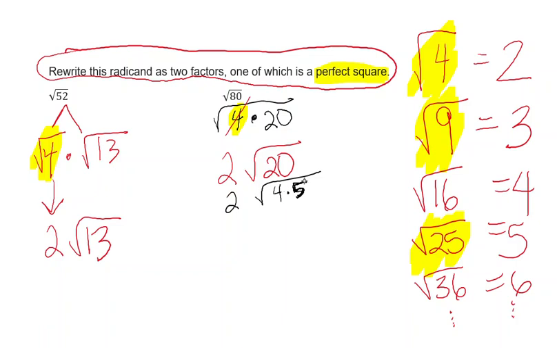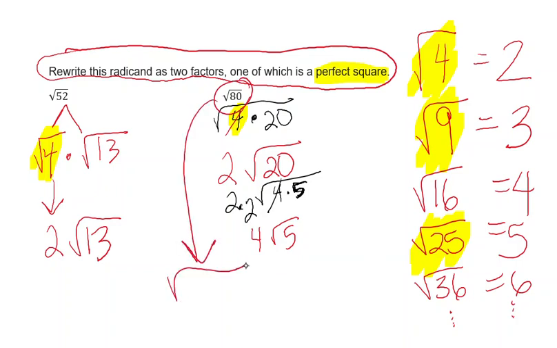So again, I've rewritten 20 as a product of 4 and 5. The square root of 4 is 2. So that 2 is going to come out and be multiplied with the other 2. So I'm left with 4 square root 5. Now, I could have gotten this from the original problem by taking the square root of 80 and knowing that 80 was divisible by a bigger perfect square, which is 16. 16 times 5 is 80, and the square root of 16 is 4. So 4 square root 5.